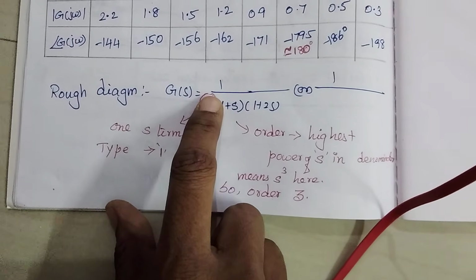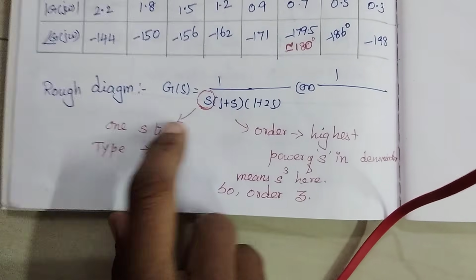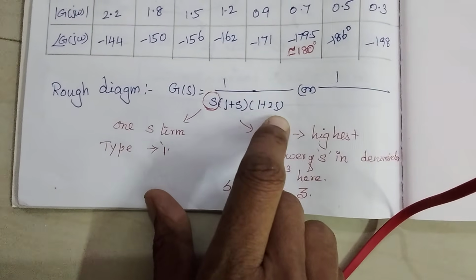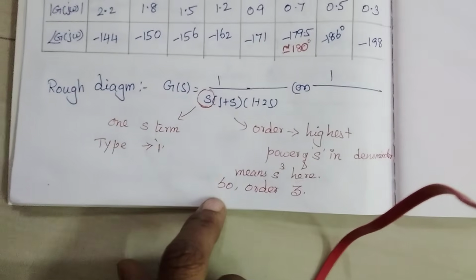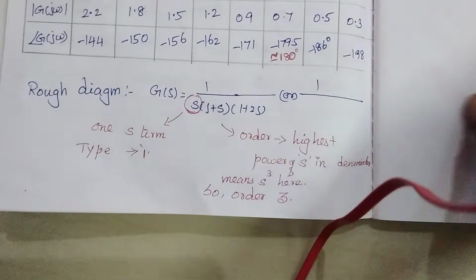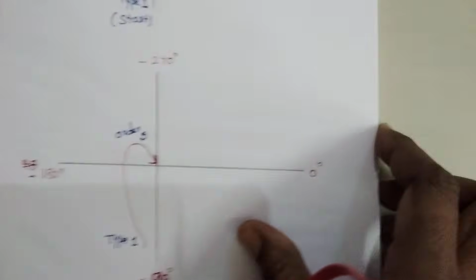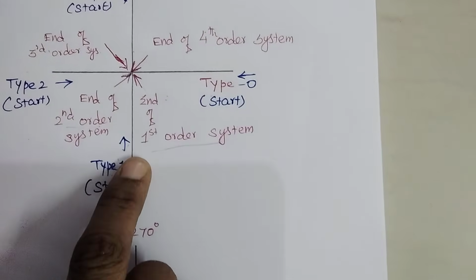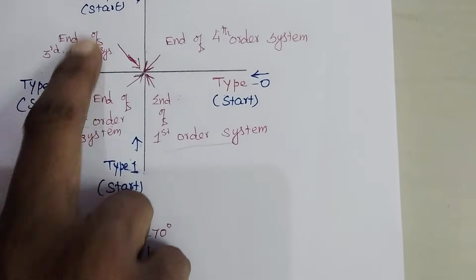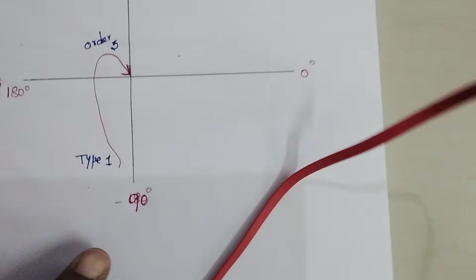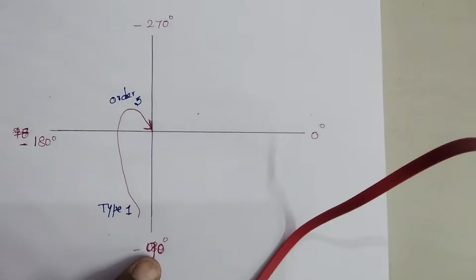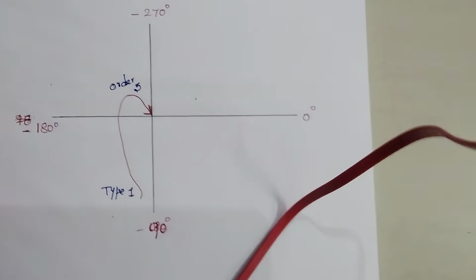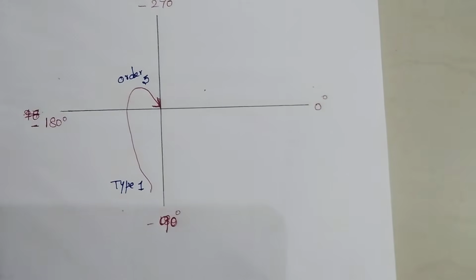In this given problem, our s term is 1, so type 1, and the highest order of the denominator polynomial is 3, that's why order 3. So coming back, it's a type 1 order 3 system, and it should come like this. We have drawn a rough diagram. Now we'll pass on to the actual polar graph.